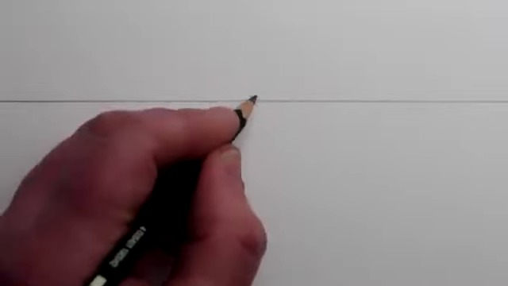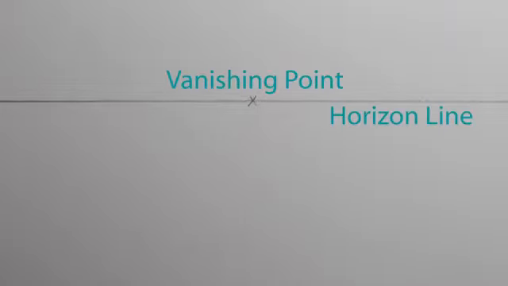The first step is to draw a horizontal line slightly above the middle of your page. Next, draw a cross at the center of this line. This cross is the vanishing point and the line is the horizon line. The vanishing point must be on this horizontal line, and as the drawing is in one-point perspective, we need just the one vanishing point, which is our cross.